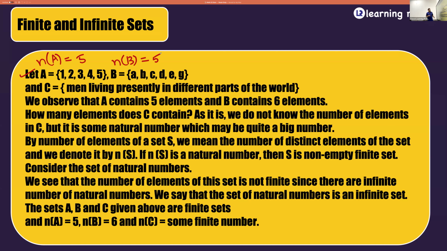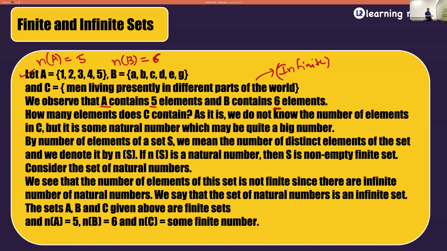So if I take C, C is equal to men living presently in different parts of the world. You cannot define it properly because we don't know how many are there, right? So we observe that A contains 5 elements and B contains 6. 1, 2, 3, 4, 5. Oh, sorry, B contains 6 elements. So how many elements does C contain? Obviously, it is not predictable, right?